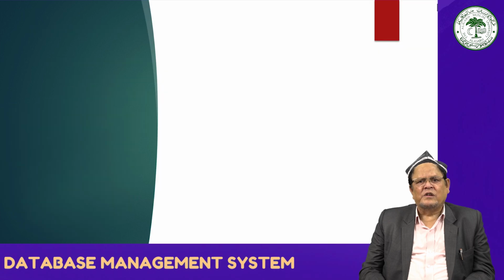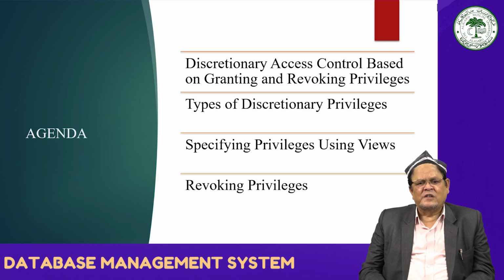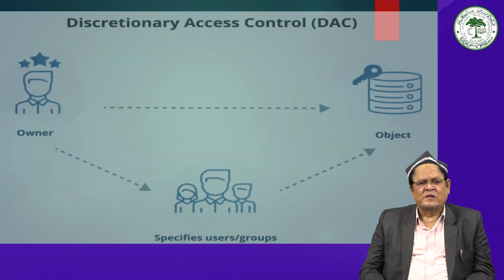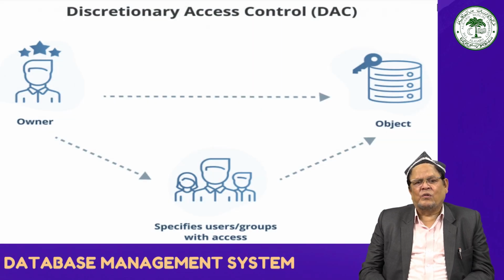The agenda of today is discretionary access control based on granting and revoking privileges. The next topics will cover the types of discretionary privileges, specifying privileges and using views, and revoking privileges. Let's come to the first topic, discretionary access control.